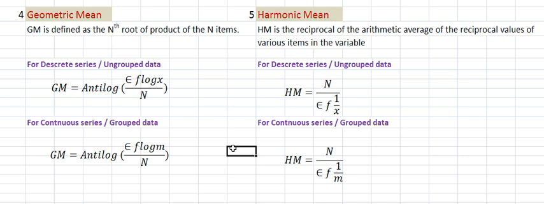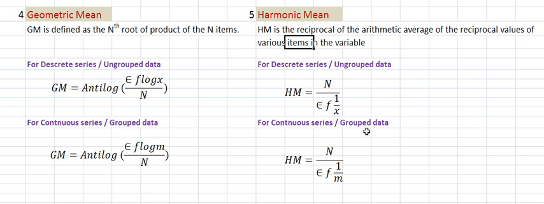Then what is the formula for that? This was the discrete series formula, and this other formula is for continuous series. What is the discrete series formula? Geometric mean equals antilog of summation of f log x divided by n. For continuous series or grouped data, geometric mean equals antilog of summation of f log m divided by n. This was the formula. Then move to the next one.